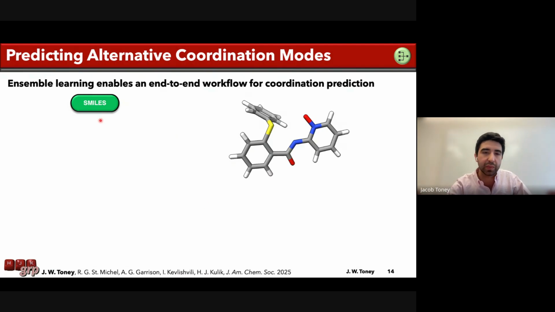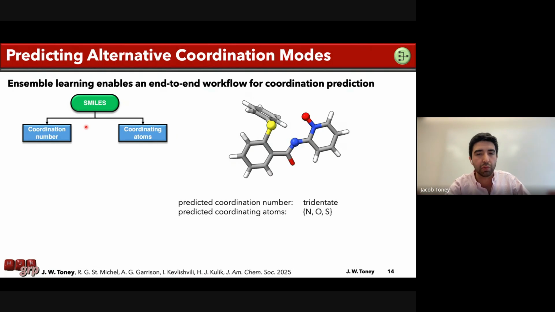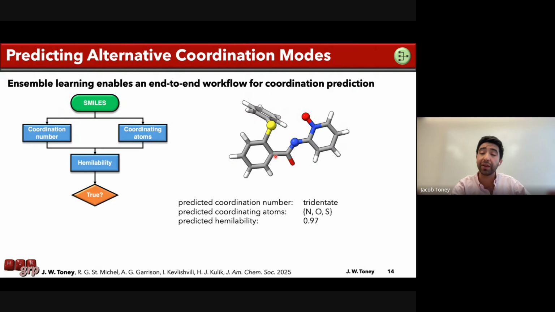So we start just with a SMILES string. We run inference with our 2 initial models that I showed you for coordination number and coordinating atoms. We predict this is a tridentate ligand with nitrogen, oxygen, and sulfur coordinating these 3. We then run it through the 3rd model, the hemilabile classifier, using the uncertainties from these 2 as features. We predict with 97% confidence that it is going to be hemilabile.